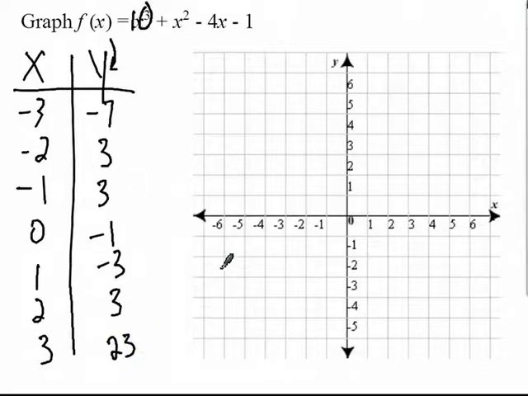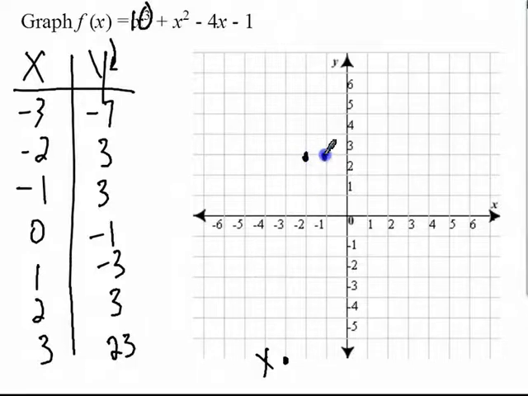Okay, so we're kind of all over the board here. So let's go ahead and just try to plot these points if we can. Okay, so we're at -3 down to -7 down here. Okay, that's a -4, sorry. Ignore that point. Okay, so -3, -7. All right, well, -2, we're up at 3. -2, all the way up at 3. And then -1, we're also at 3.